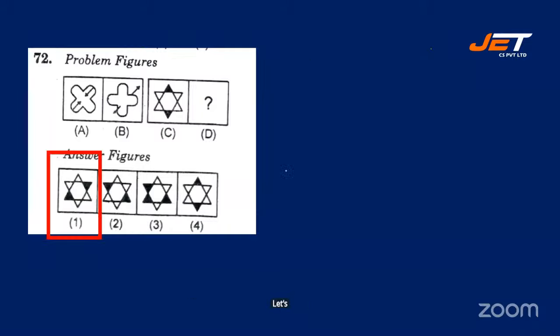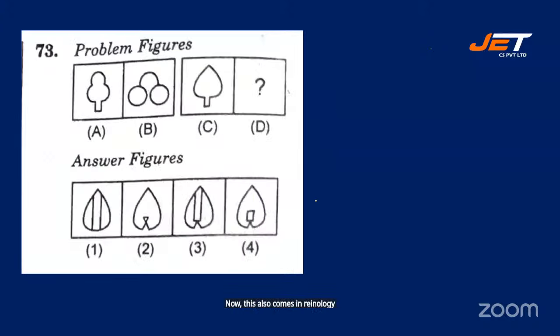Let's see, the answer is also option 1. Because when you twist it or turn it clockwise, then the other two should be shaded. All right. Now, this also comes under analogy. Let's move on to the next question.